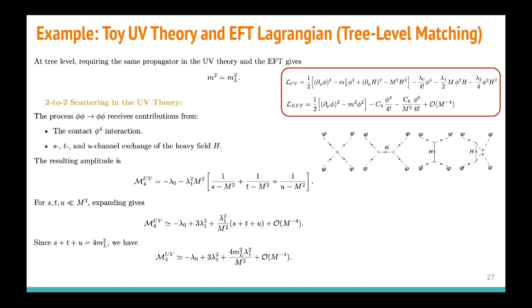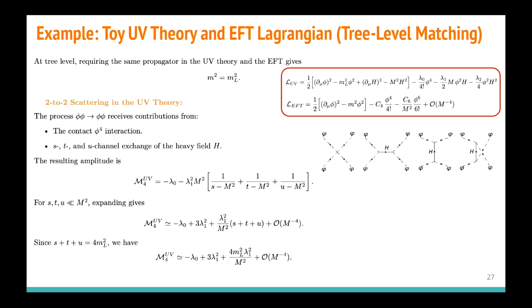So S is basically when we have the momenta as P1, P2, P3 and P4. S is P1 plus P2 squared, T is P1 minus P3 squared and U is P1 minus P4 squared. So we can write down the amplitude of the mass dimension 4 UV scenario as lambda 0, lambda 1 squared m squared. See here that the 4 factorial goes away because these are identical particles.